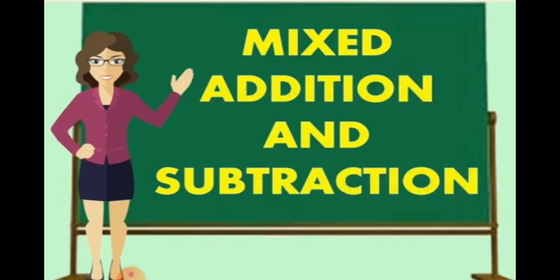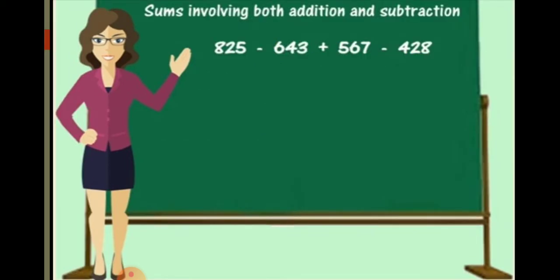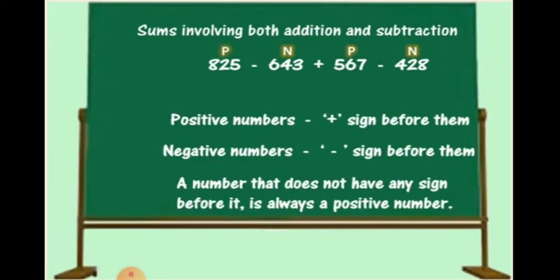Now let us have a look at mixed addition and subtraction. Okay, so it is a case where addition and subtraction both are involved in one single question. Let us see how to do this with an example. The question is 825 minus 643 plus 567 minus 428. Sums involving both addition and subtraction.